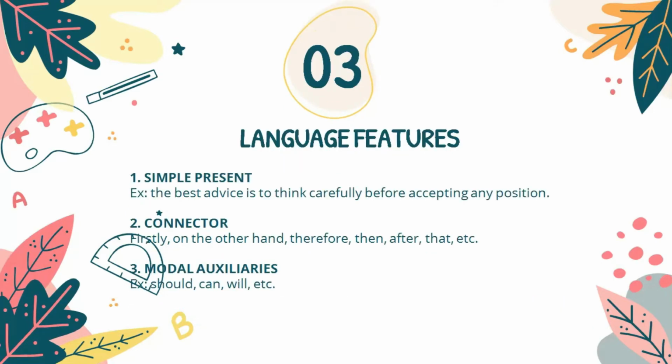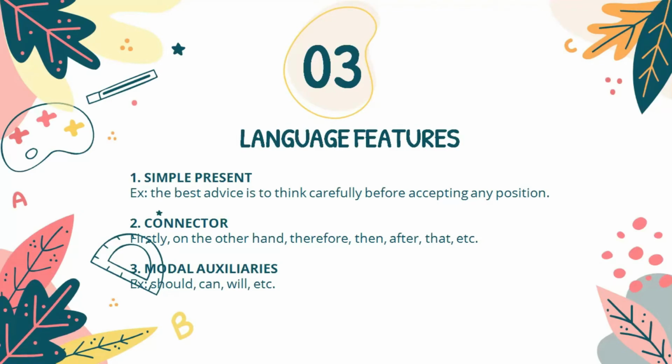The next slide is language features. We all know that a text must have grammar that must be used to write it. In this hortatory text, there are three language features. The first, simple present. We can see the example of simple present: The best advice is to think carefully before accepting any position.